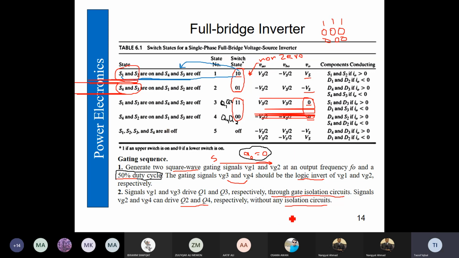And secondly, because we are using half bridge configuration, two half bridges make the full bridge inverter. So the gate isolation must be there for the upper switches Q1 and Q3. We have to take care of a special drive for them. For Q2 and Q4, that is okay without any isolation.